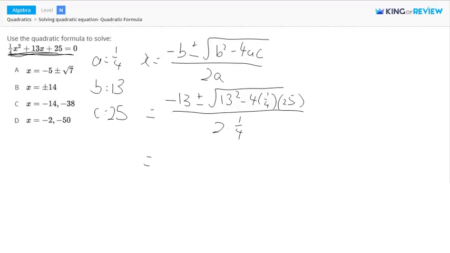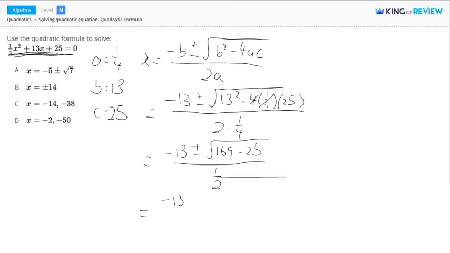So that equals negative 13 plus or minus the square root of 13 squared, which is 169. And the 4's cancel here, so it's going to be minus 25. The denominator is 2 times 1/4, so that's 1/2. That equals negative 13 plus or minus the square root of 144, divided by 1/2. Now, this square root of 144 is going to come out clean. This is just going to be 12.